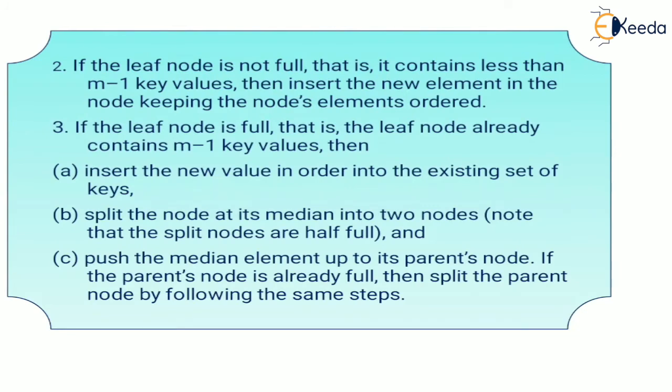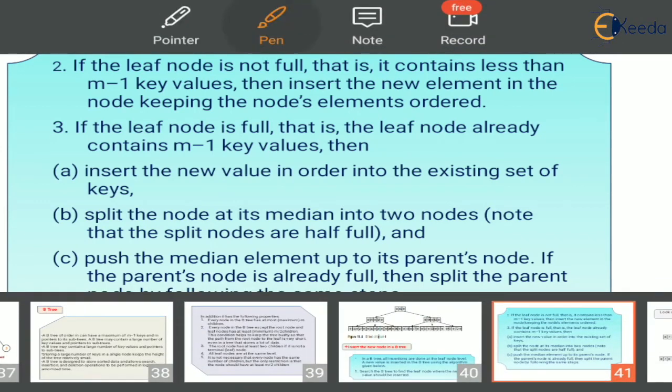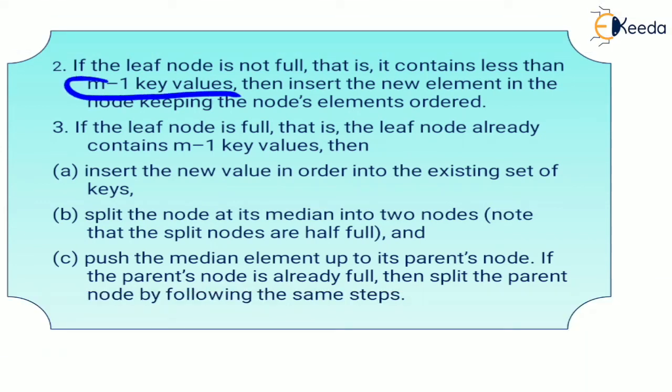Now the second step: if the leaf node is not full, that is, it contains fewer than m minus 1 key values, as I already explained that we have to focus on m minus 1 key values, then insert the new element in the node, keeping the node's elements ordered, because we insert the data in an ordered manner.